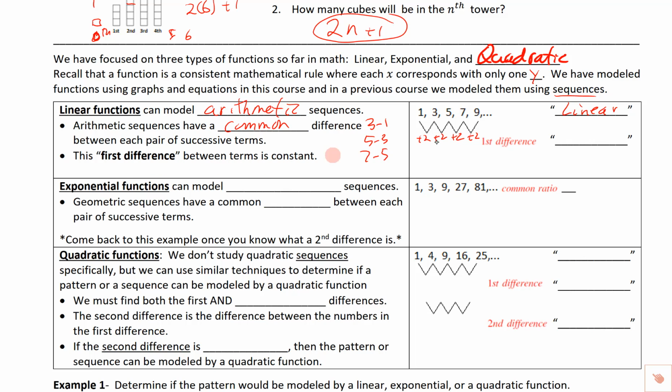So the difference is constant. It's the same every single time. So I'm going to write the word constant right here. So the original sequence of numbers is linear, and then if we find the first difference, those are constant. Those are the same all the time.